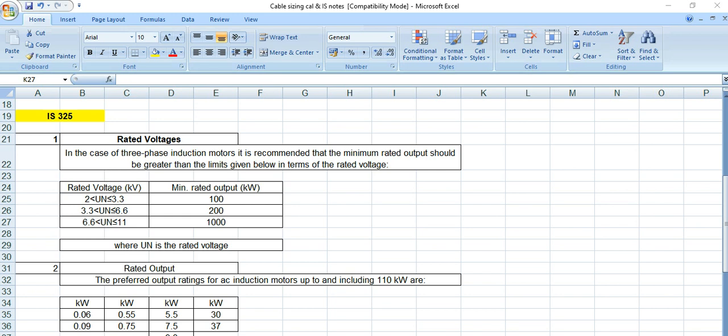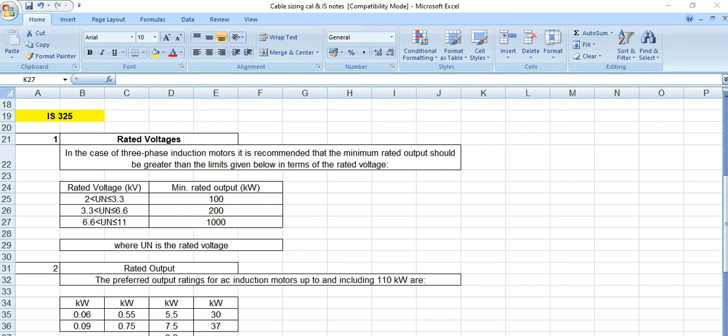Sometimes we are getting confused about the three-phase induction motor rated standard rating. Here I will discuss the standard motor rating as per Indian Standard IS 325. It has the equivalent IEC standard, also an international standard. You can check there also.